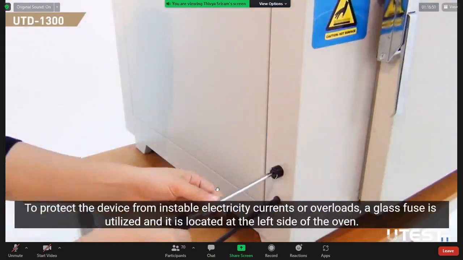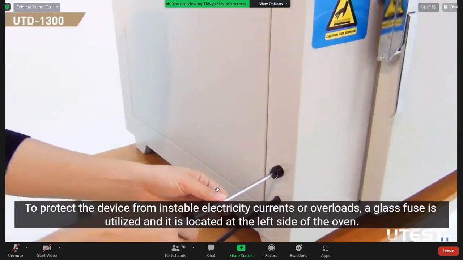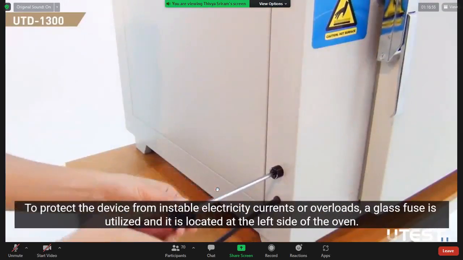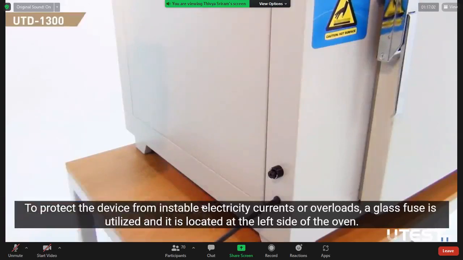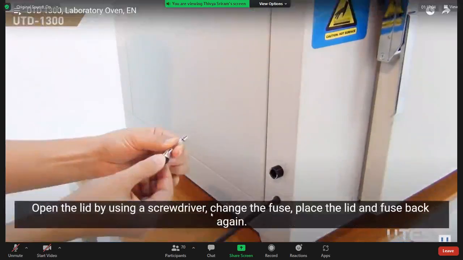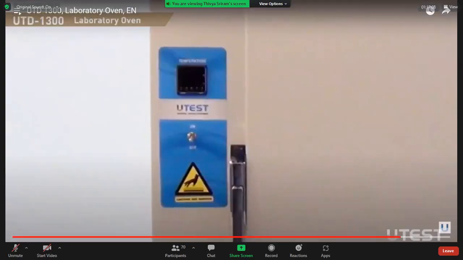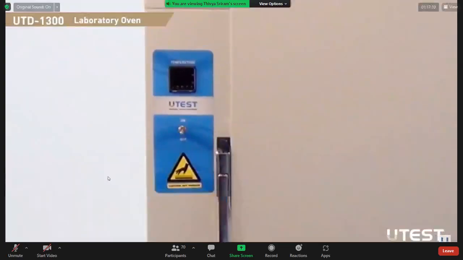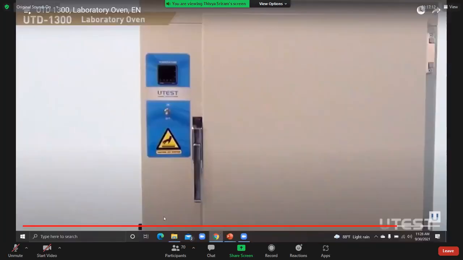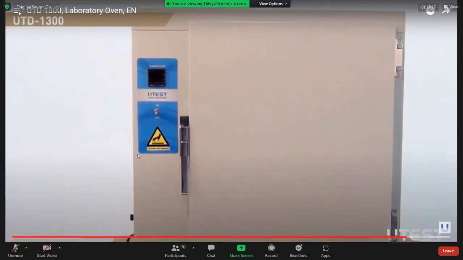To protect the device from unstable electricity currents or overloads, a glass fuse is utilized, and it is located at the left side of the oven. Open the lid by using a screwdriver, change the fuse, and place the lid and fuse back again. Up to now, you have seen how to operate the oven. Now we will see the water bath.